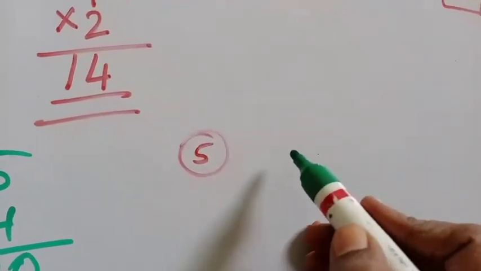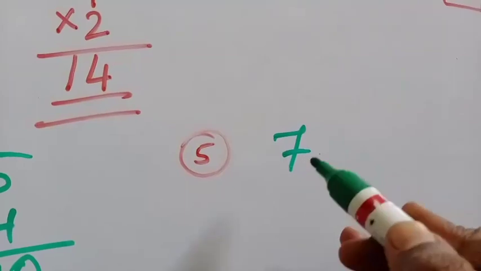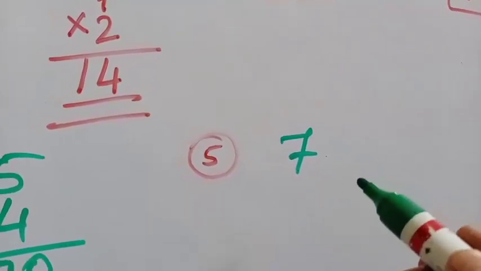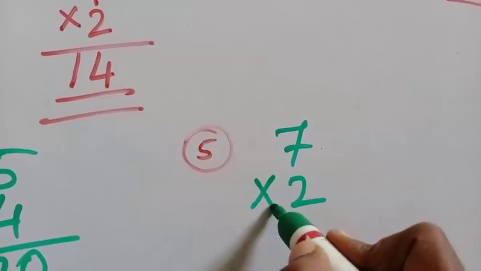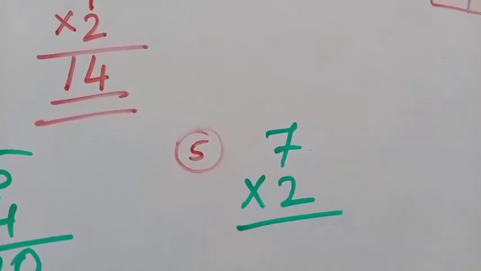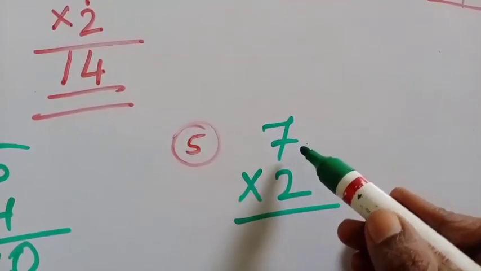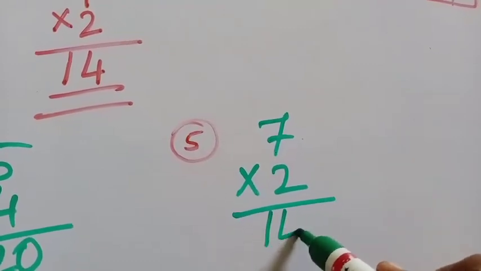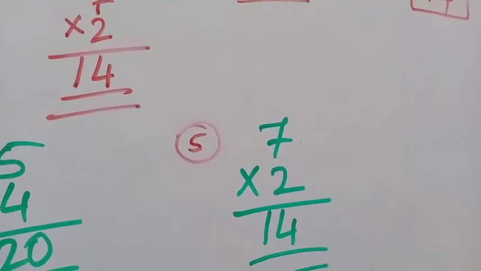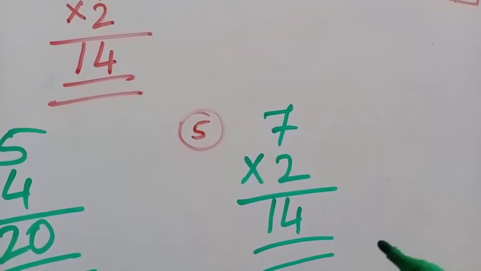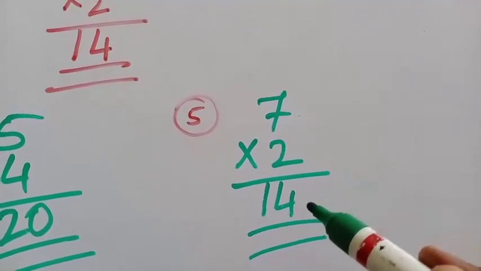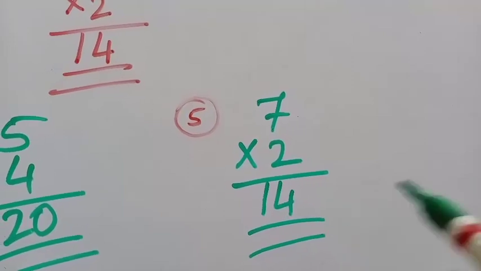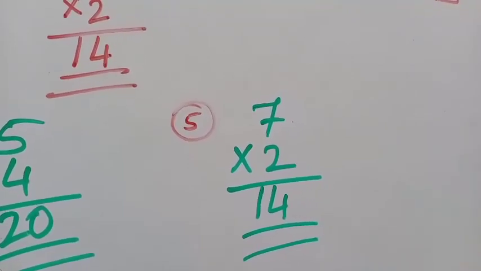So let's find out. 7 boys are standing in a row and each boy is holding how many flags? 2 flags. So we have to multiply these digits. Okay. Now 2 sevens are 14. So how many flags are there all together? 14 flags. Okay. So the answer is 14. Let's move to the next one.